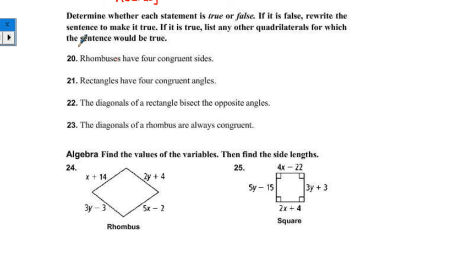So, first one, rhombuses have 4 congruent sides. Yes, that's true, but so do squares. Rectangles have 4 congruent angles. Yes, that's true, but so do, again, squares.